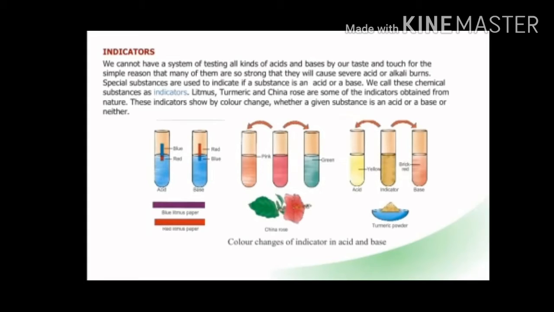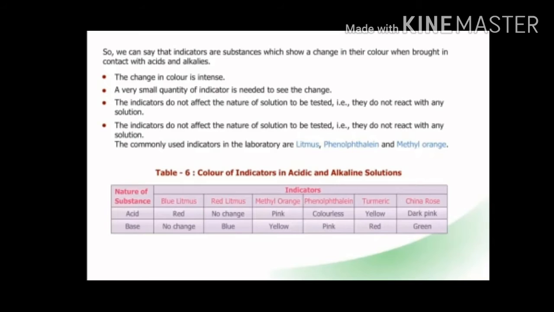Now the third indicator is turmeric powder, turmeric, haldi, that we use in the kitchen. So it is also a natural indicator. In the acidic solution it remains yellow, but in the basic solution it turns red, reddish brown. When some curry falls on your cloth and soap is applied, it turns red due to the turmeric indicator.